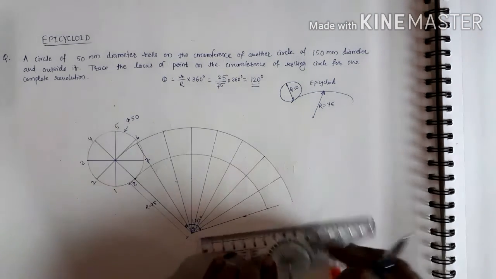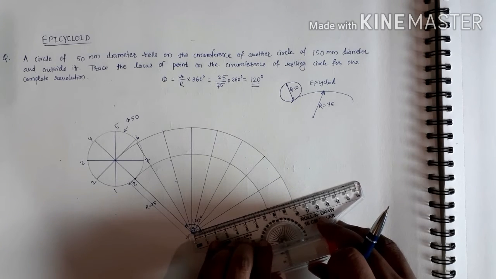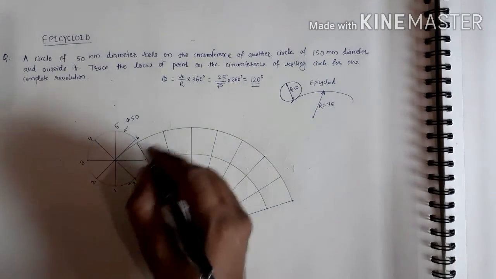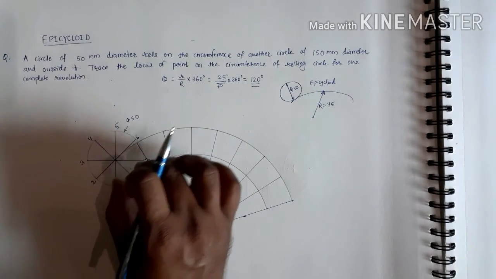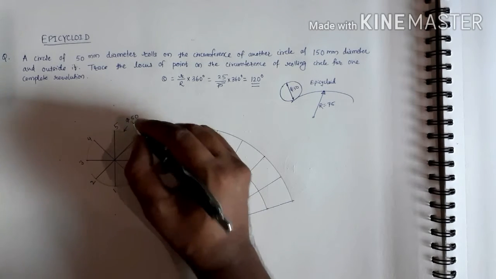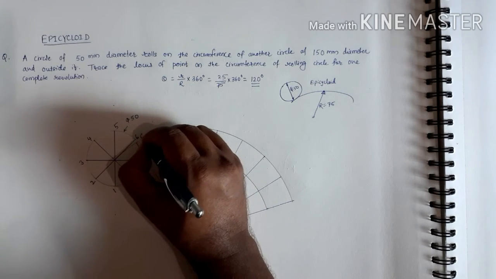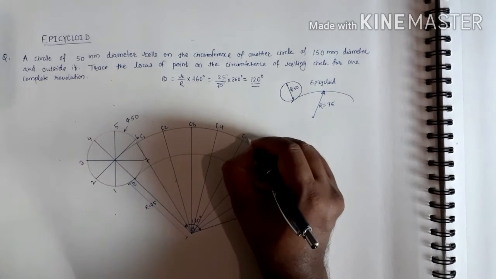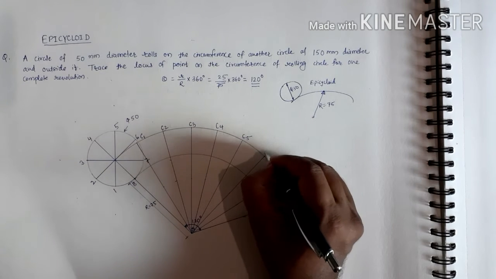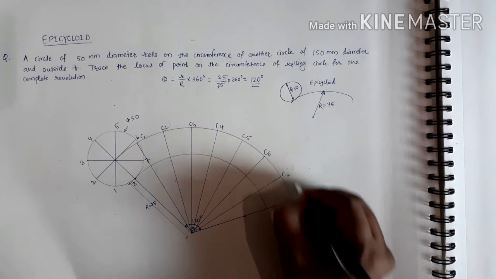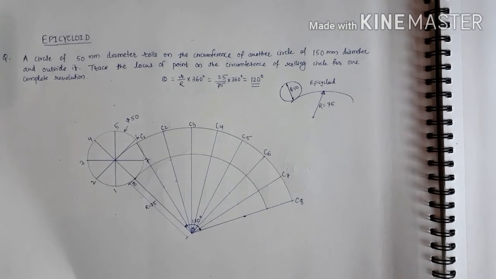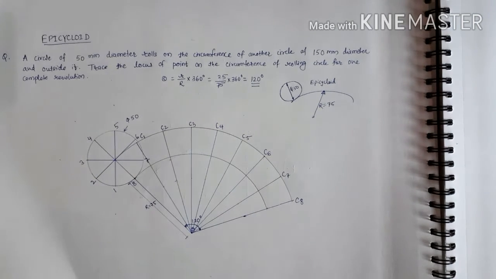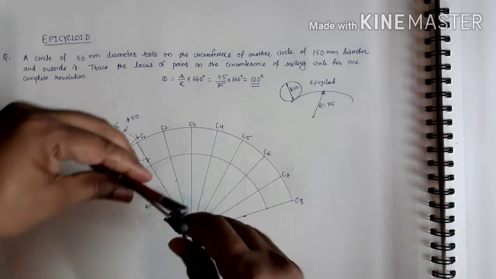Now name all the points which are intersecting the arc as C1, C2, C3, C4, C5, C6, C7 and C8. Now these are the points after cutting the arcs in 8 parts.